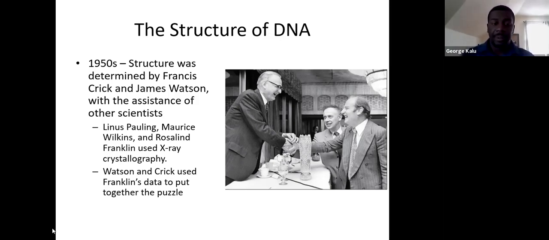Okay, so after these three scientists used their X-ray crystallography technique to help identify the structure, Watson and Crick then used that data as the last piece of the puzzle to help figure out the full structure of DNA.